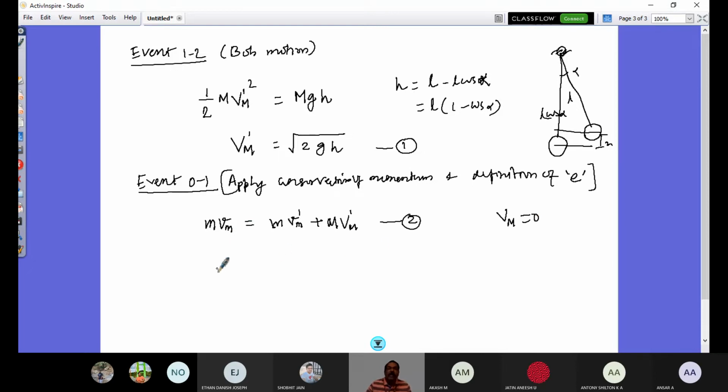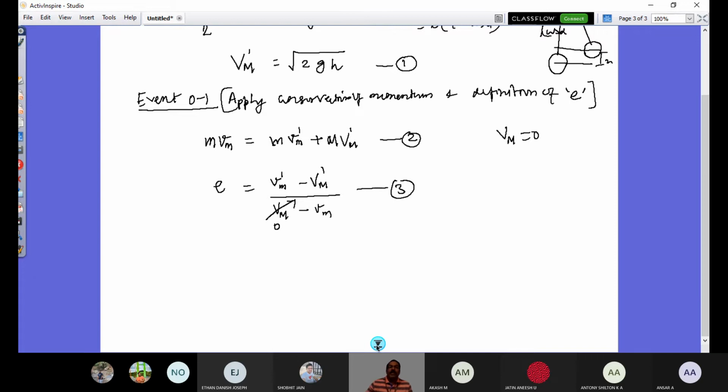Now what is the definition of e? Definition of e is relative velocity of separation by relative velocity of approach. So if I write that expression that we derived in the previous class, small vm dash minus capital V capital M dash, this is after collision, just after collision, divided by capital Vm minus small vm. And as this is 0, this goes off and you get this, and that would be your equation 3 in this case.